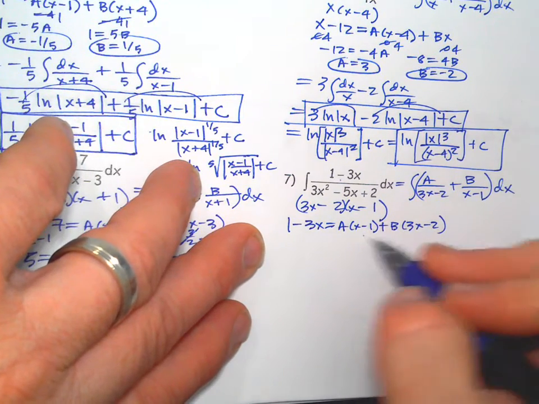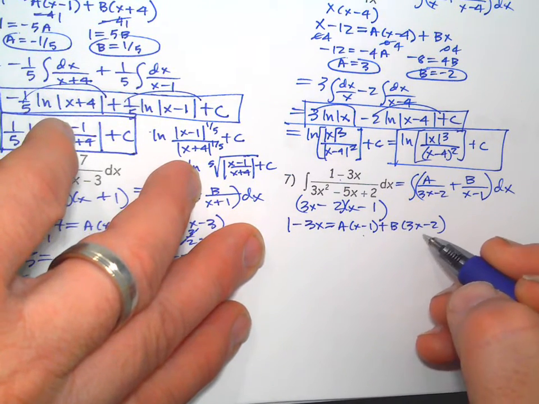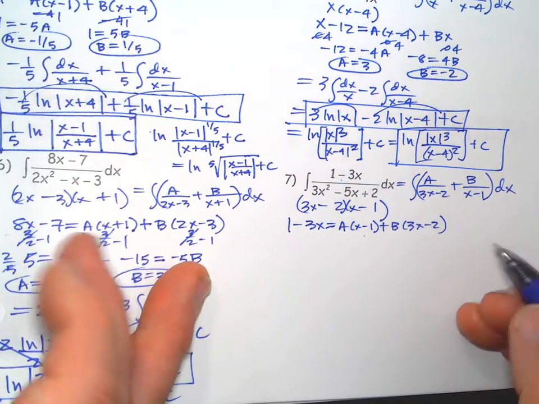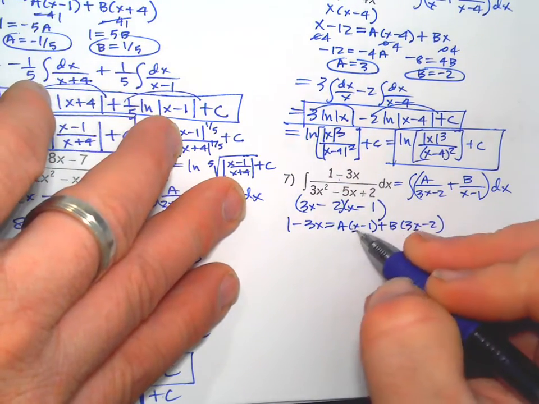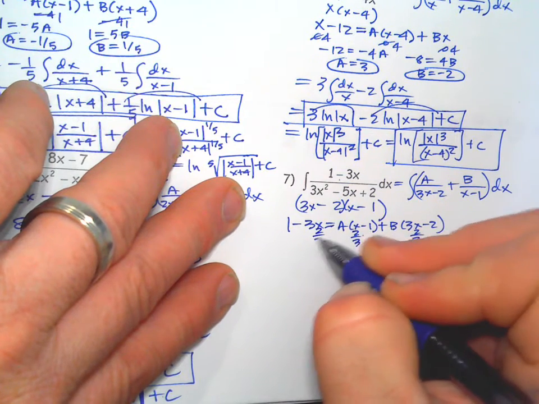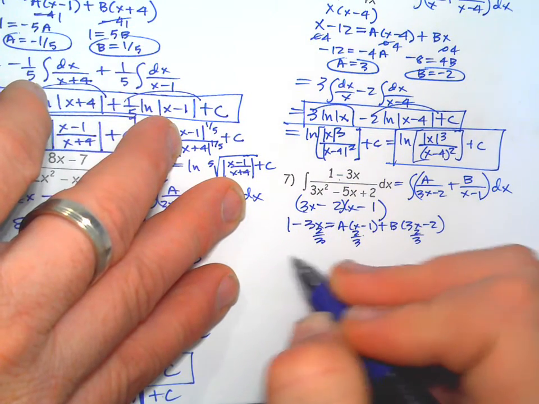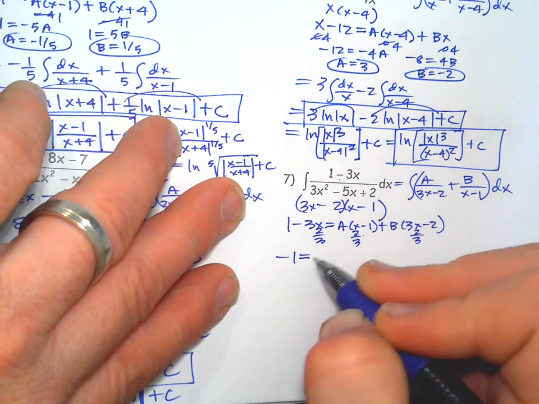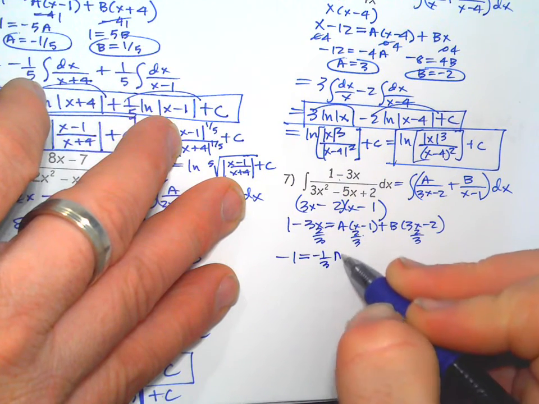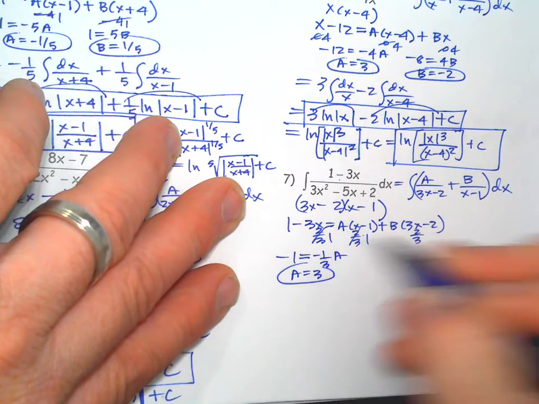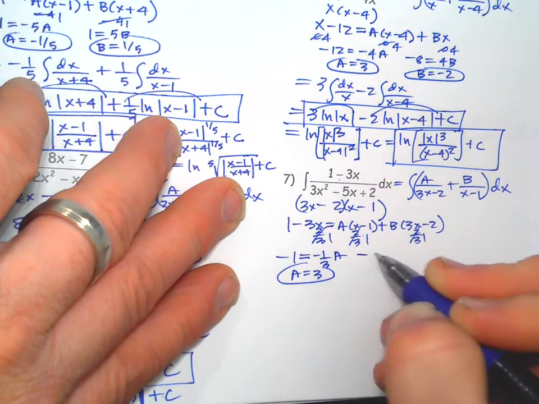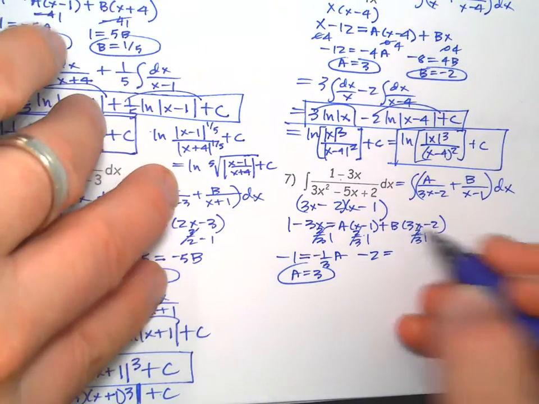We could plug in a. This is very similar to the last one. Close, 2/3. So that's going to be negative 1 equals a, negative 1/3 a. So a equals 3. Plug 1 in. Get negative 2 equals b.